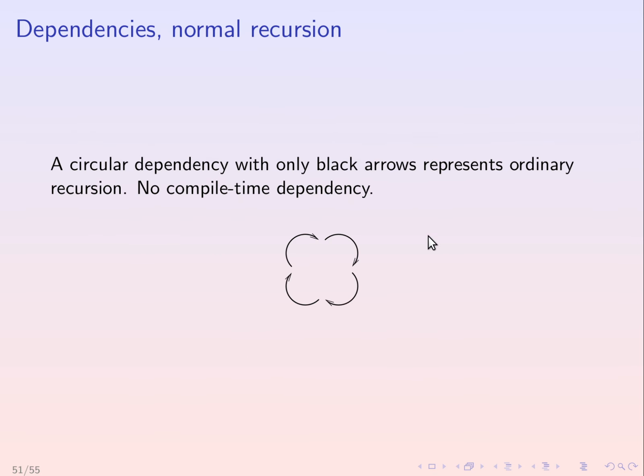So if we have circular dependencies, if all the arrows are black and in some kind of circular dependency, we have no problem. These objects here can be compiled independently, and then we just call the first object in the chain, and everything will work because there is no compile time dependency.